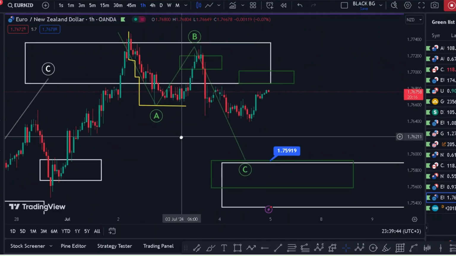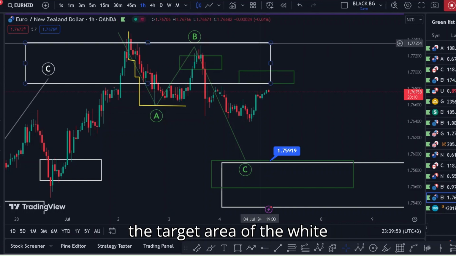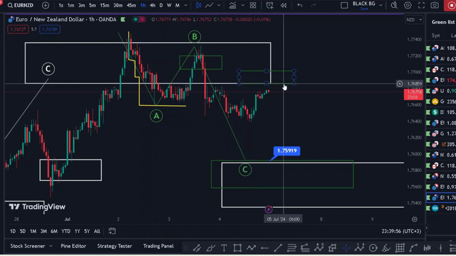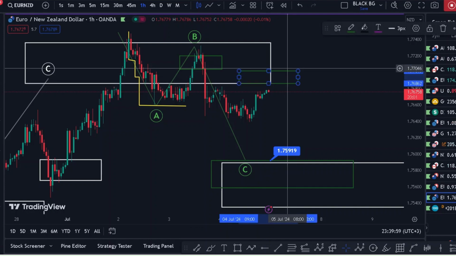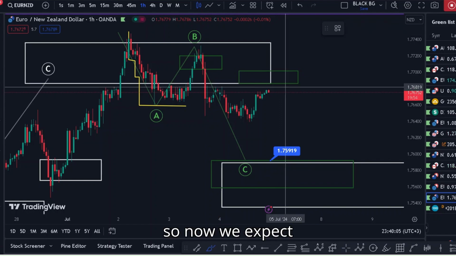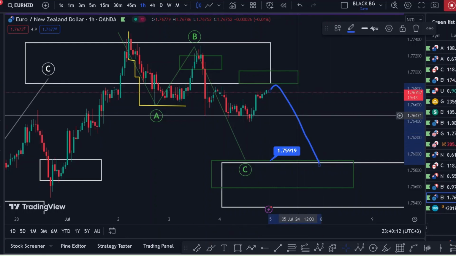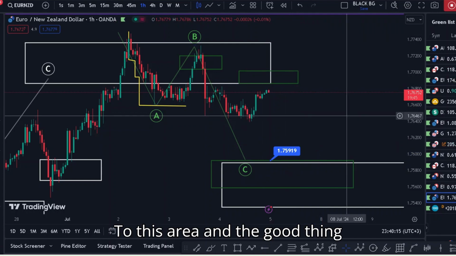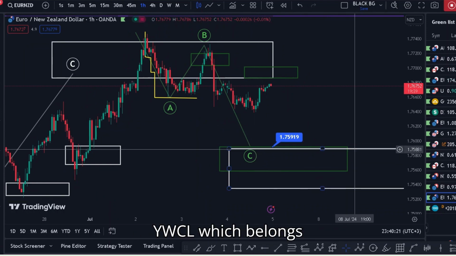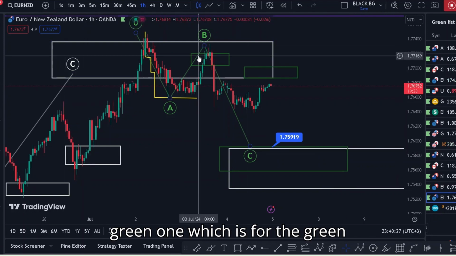Look, in the smaller time frame, we draw a sequence from the target area of the white sequence. Okay, the last thing we have is the green one. So now we expect the market to move to this area, then to go down to this area. And the good thing is that we have a common area between the white WCL, which belongs to the white sequence, and the green one, which is for the green sequence.